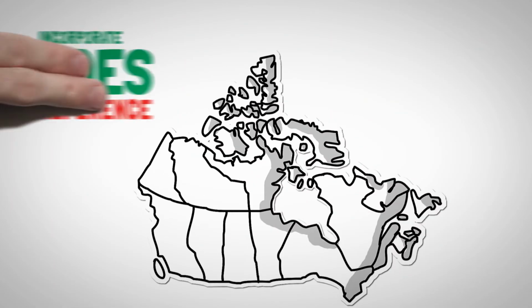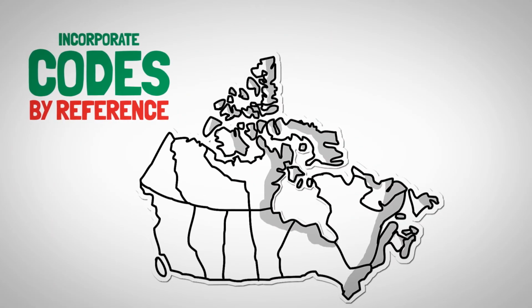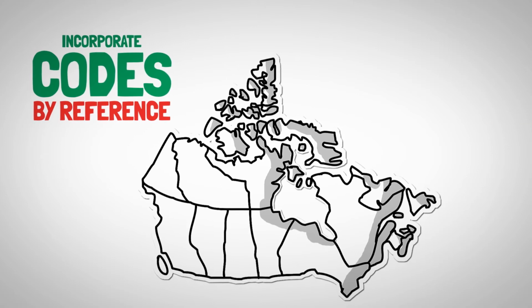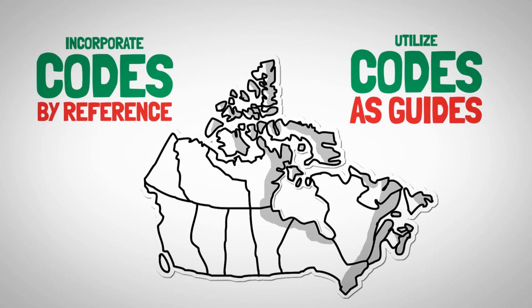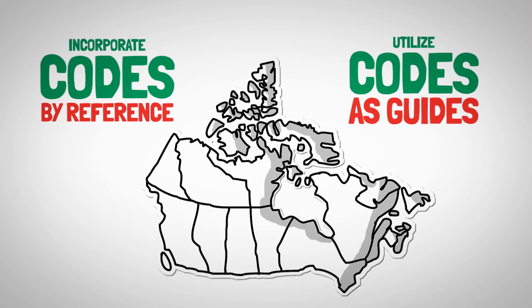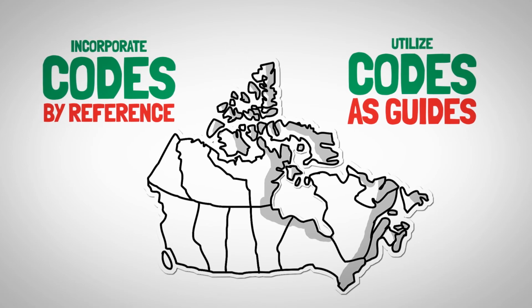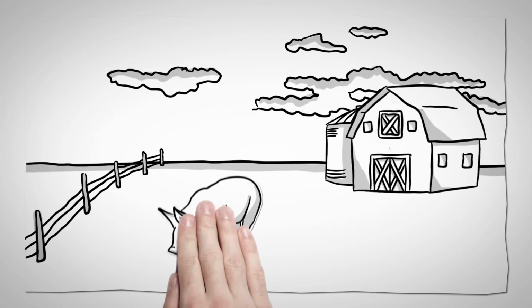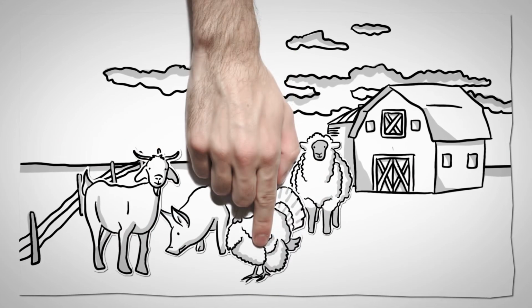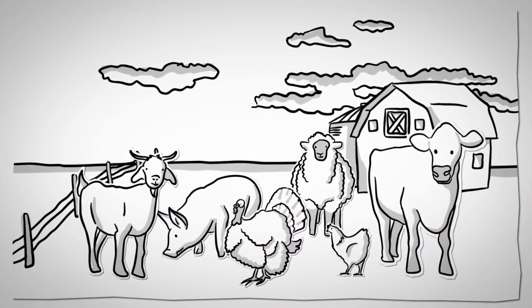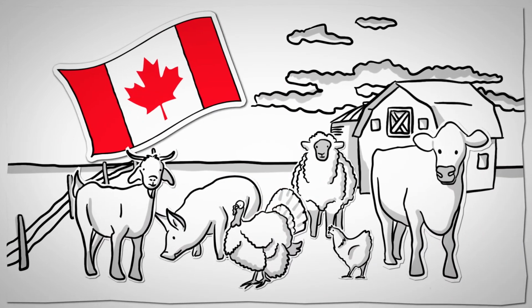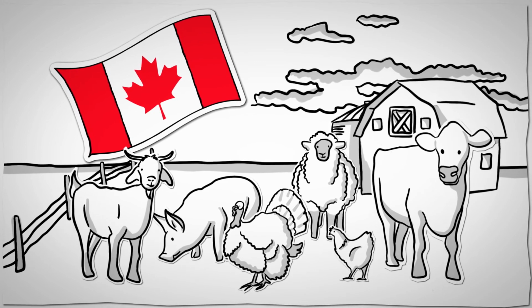Many provinces now directly incorporate the codes by reference within their animal welfare legislation, and all provinces utilize the codes as guides for what is acceptable and what is not. The codes facilitate real improvements in farm animal welfare that can be applied to all farms in Canada. They are the cornerstone of Canada's farm animal welfare system.